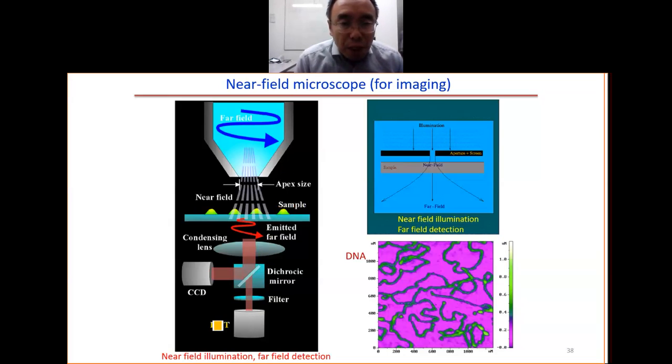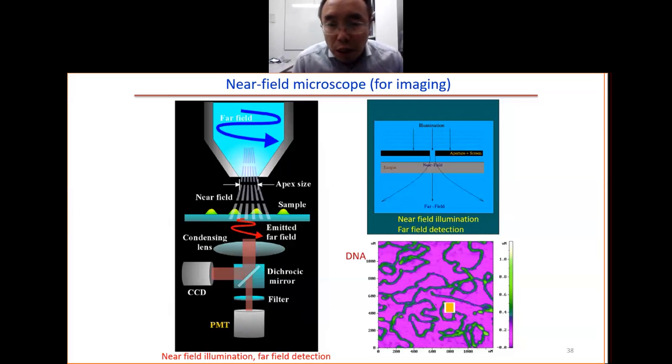You need a PMT rather than a CCD camera, because this is a very small aperture. The signal is very weak. Very little light can come through. We have a very weak signal, so you need this photomultiplier tube for the detection of the photons.